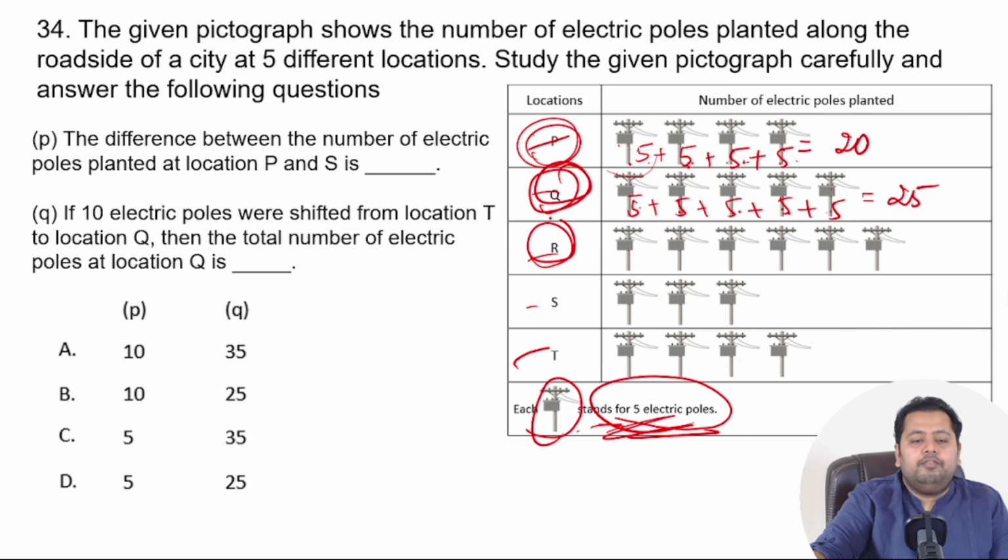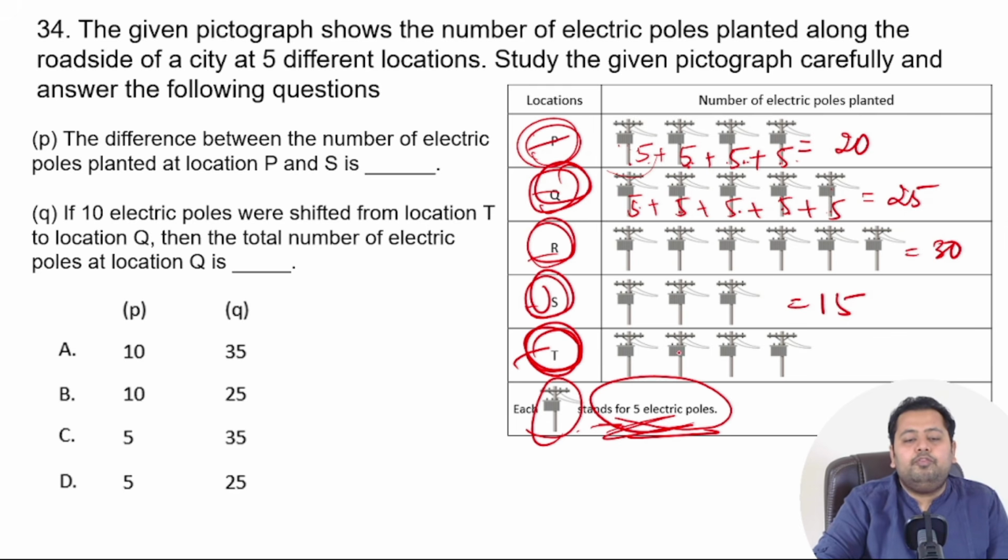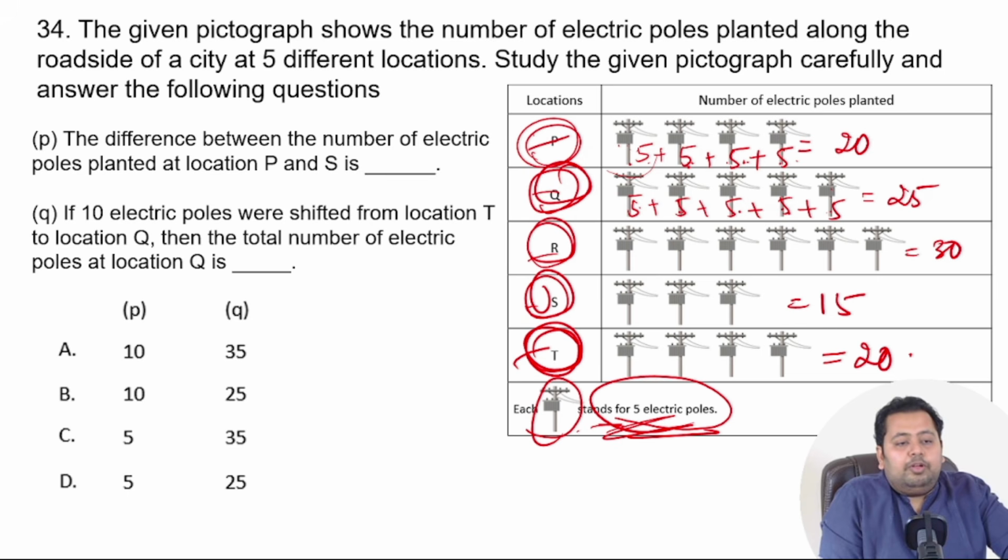Similarly for R, if you find out, it would come out as 30. For S, it would come out as 15. And for T, it will come out as 20. So as you can see, from the given pictograph, you can find out how many electric poles were actually planted in each of the areas. Now let's go to the individual question.